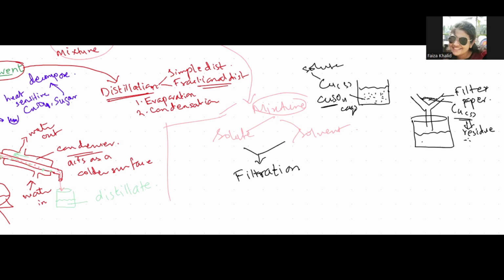After filtration, this liquid that you have collected, the solvent that you have collected, this is called what? Filtrate. So this is how you'll get it out. Now, what will you do with the residue? You'll do forward. What is forward? After filtering, you will wash it.